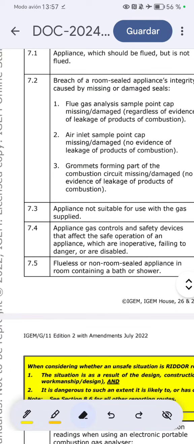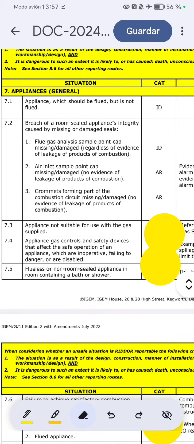7.3, appliance not suitable for use with the gas supplied. At risk. ID. No. You can't have LPG with gas and gas. No. 4 wrong. 7.4. I should know this one. I was asked this in an exam recently and I got it right. It was open book. I could go and look for the answer. 7.4. Appliance gas controls and safety devices that affect the safe operation of an appliance, which are inoperative, fail into danger, or are disabled. ID. Bypassing a safety device. Is that what you're saying?